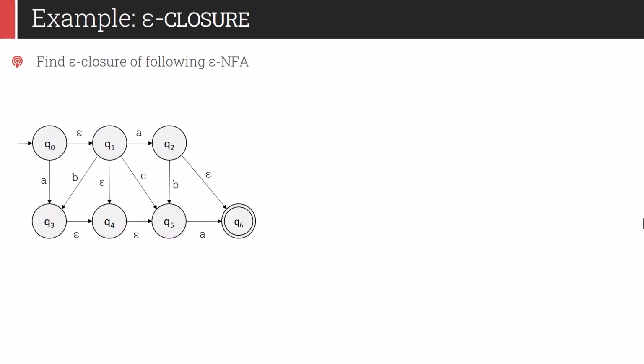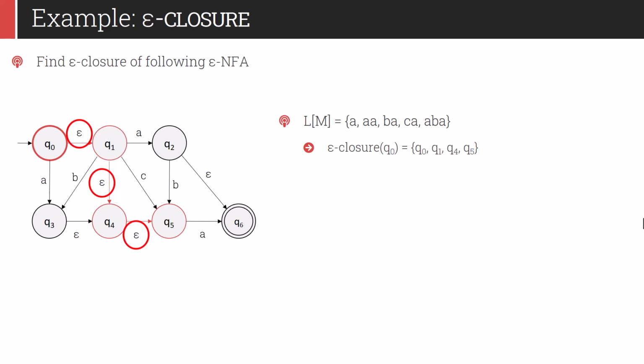Let us find the epsilon closure of all the states in the given epsilon NFA. We will start with the initial state Q0. As you can see, from Q0, if we read epsilon, we are moving to state Q1. From Q1, if we read epsilon, we are moving to state Q4. From Q4, if we read epsilon, we are moving to state Q5. So all these states will be in the epsilon closure of Q0. The epsilon closure of Q0 is state Q0 itself as well as all the states which are reachable from Q0 on epsilon moves. So they are Q1, Q4 and Q5.